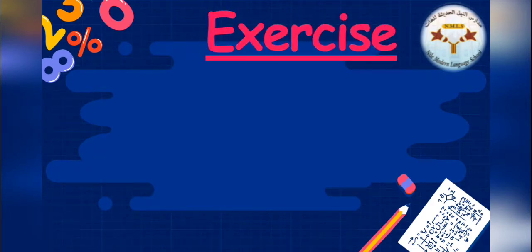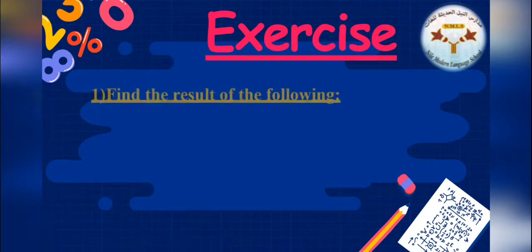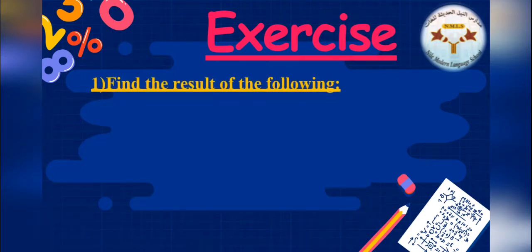Find the result of the following. If I want to add 8 plus 4, here we have two positive integers, so same sign, find the sum. I will just add 8 plus 4 and I know it is 12, and the sign must be the same, both of them positive, so the sign in the answer must be positive. So the answer is positive 12.